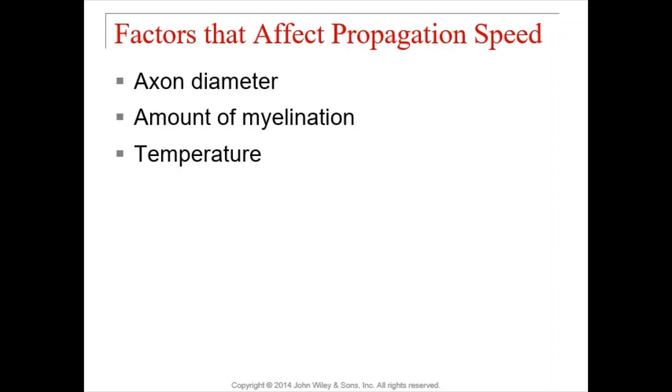So those are things that can affect your action potential. Diameter size: bigger, faster; smaller, slower. Amount of myelin: a lot or present, faster; little or absent, slower. And temperature: higher temperature, faster; lower temperature, slower.